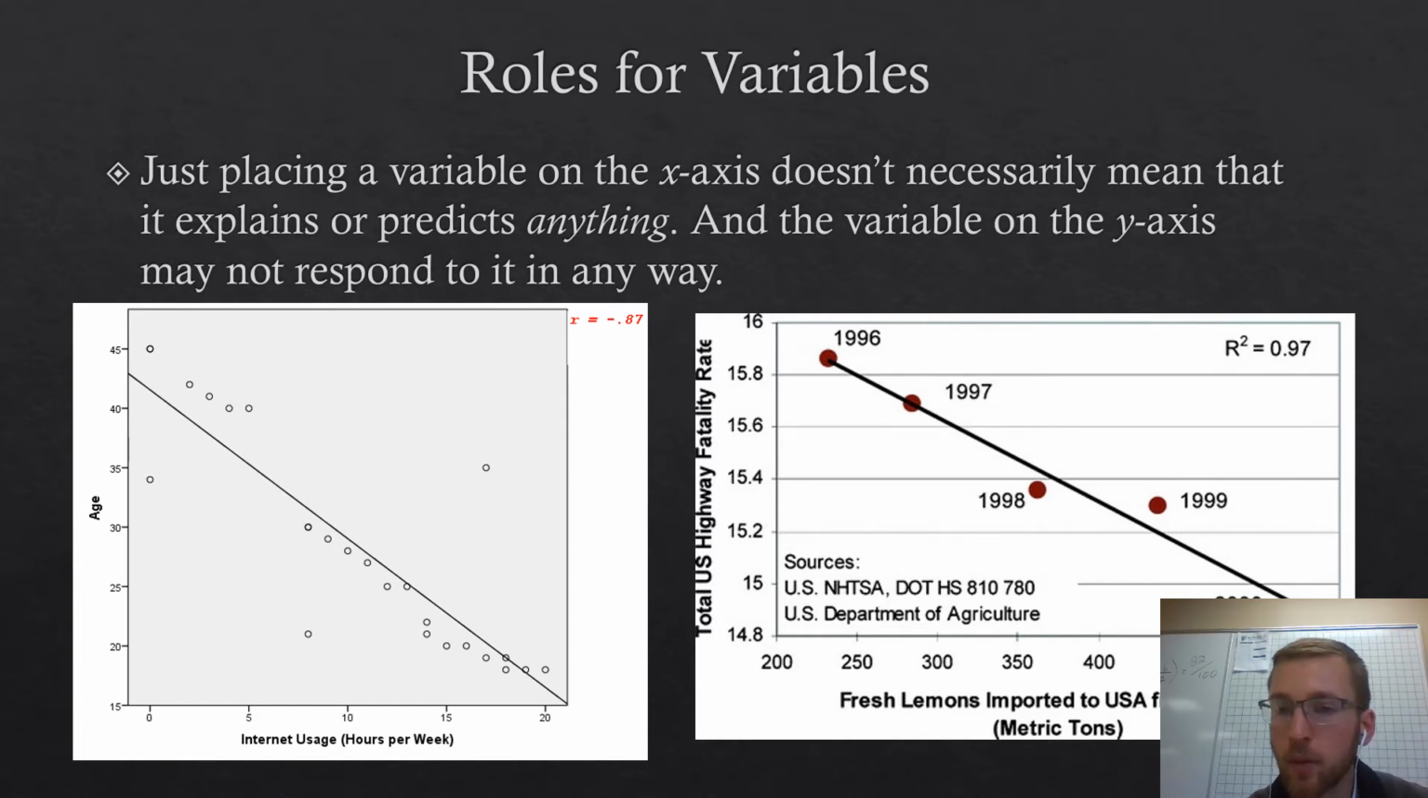And then, of course, on our right scatter plot, we have fresh lemons imported to the USA from Mexico on our x-axis, and on our y-axis, total US highway fatality rate. Are those two related in any way? Definitely not. So this just really hits home the point that just because you put something on the x-axis, it does not mean that it determines the outcome of our y-axis.